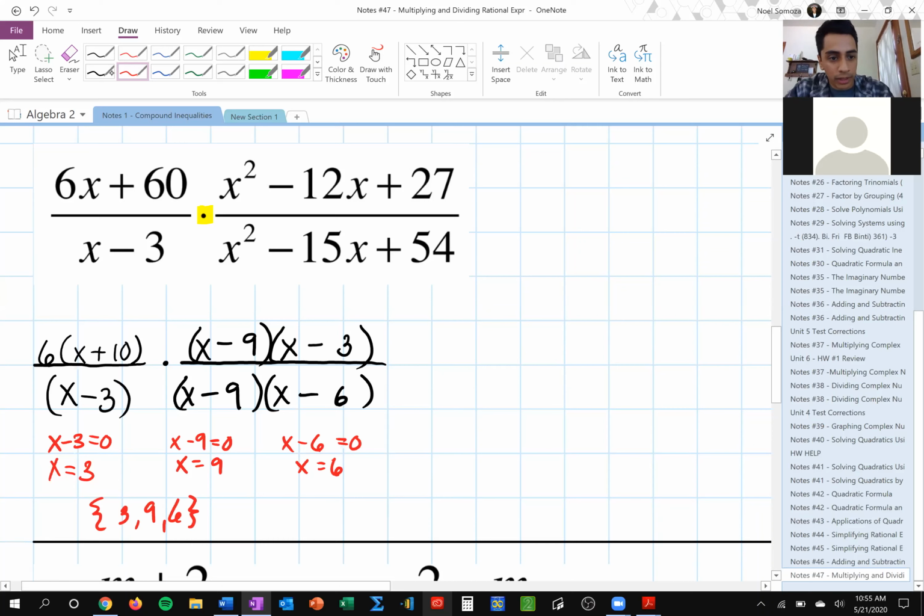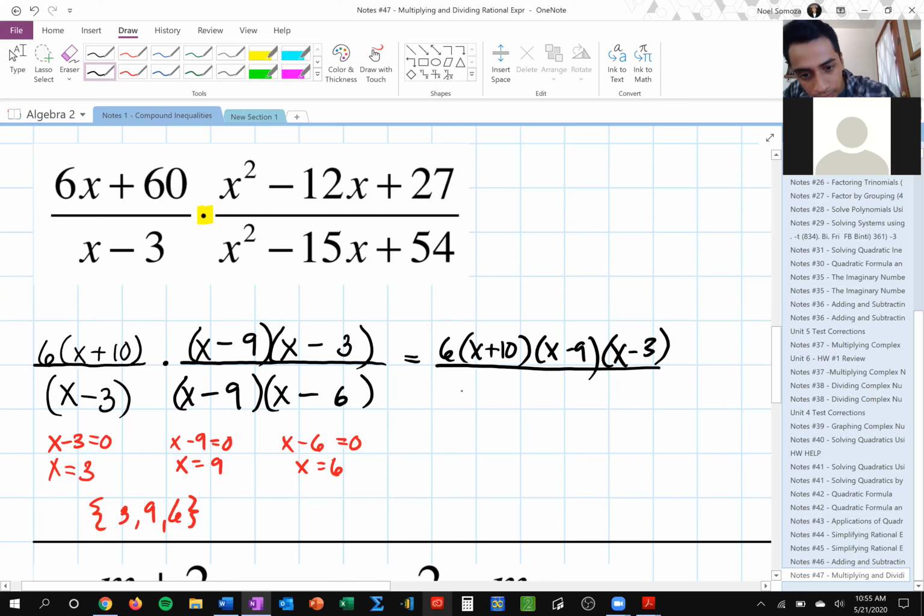Okay, so now moving across, let's push everything together and then we can cancel out whatever is needed. All right, so we have 6 times x plus 10 times x minus 9 times x minus 3 all over x minus 3 times x minus 9 times x minus 6. Okay, so our factors will be x minus 3 over x minus 3. Those are divisible. x minus 9 over x minus 9, those are divisible, right?